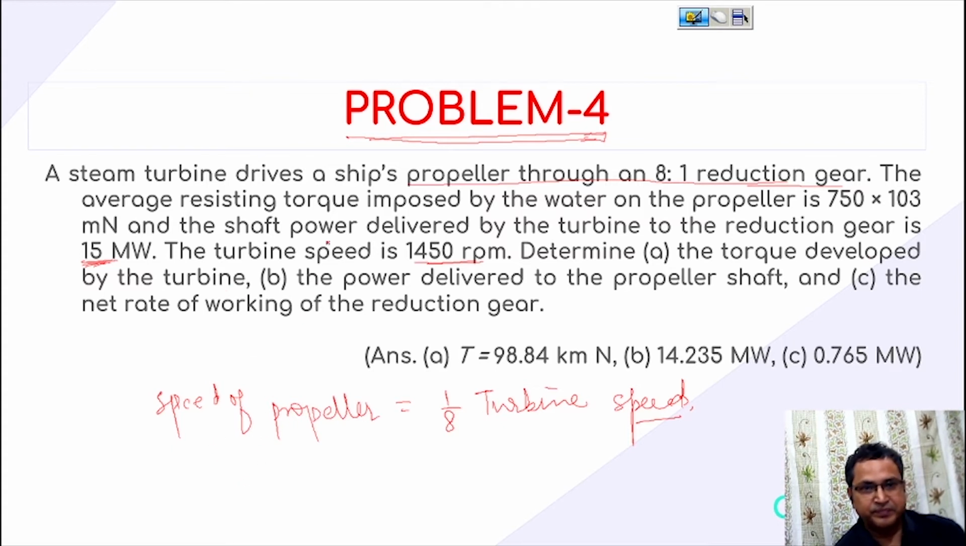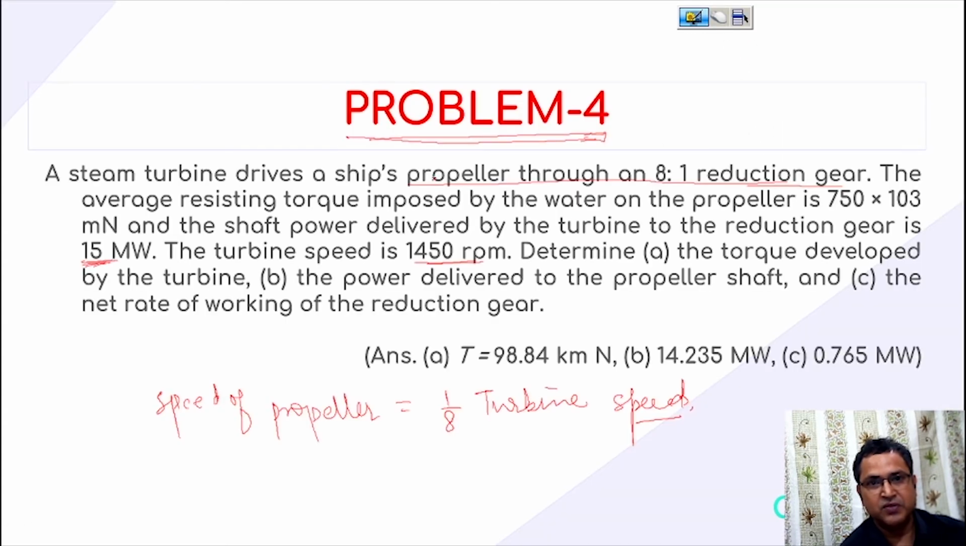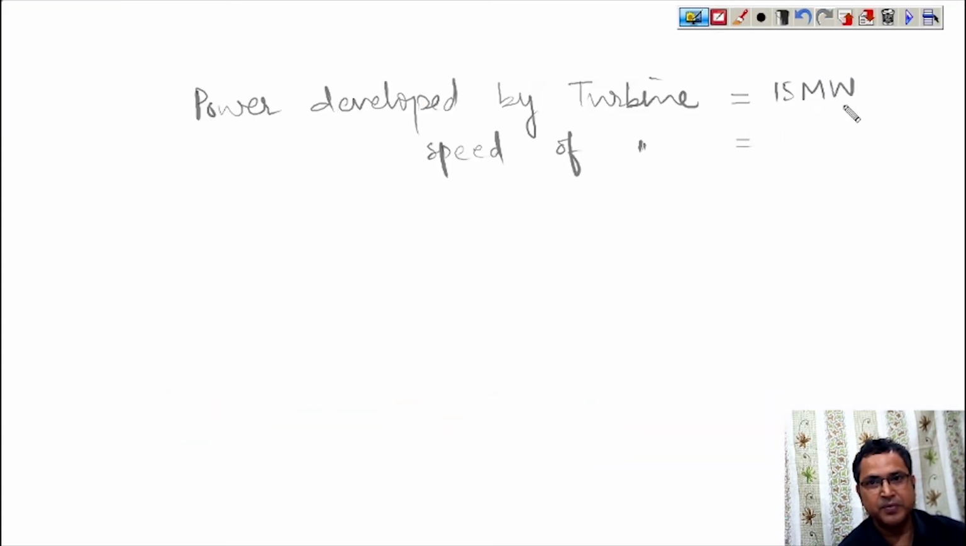Power developed is 15 megawatt and the speed is 1450 rpm. Power developed by turbine is 15 megawatt, and what is the speed of the turbine? 1450 rpm.